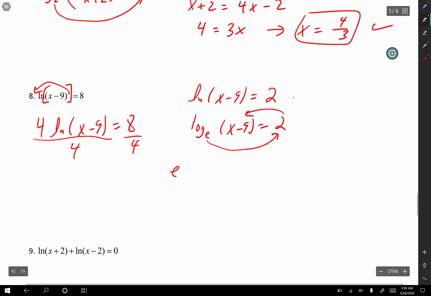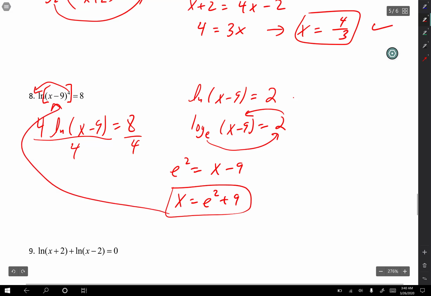So I'm going to write e squared equals x minus 9. And then I'm going to add 9 on both sides. So x equals e squared plus 9. Since e is already a positive number, when I square it, it's still positive. Plus 9 is definitely a positive. So yeah, that argument is definitely a positive argument. And you're good. If you want to test it out, you can plug it in.